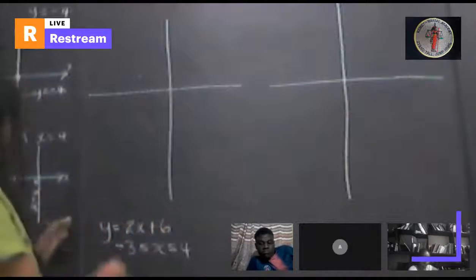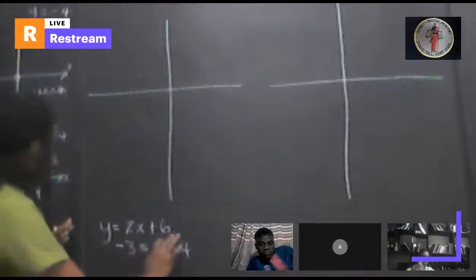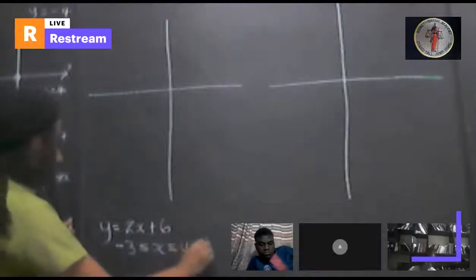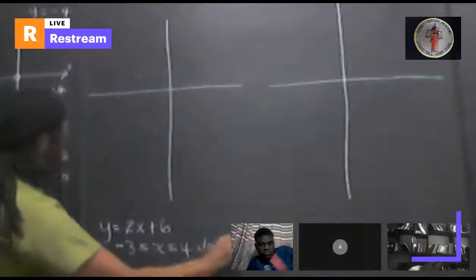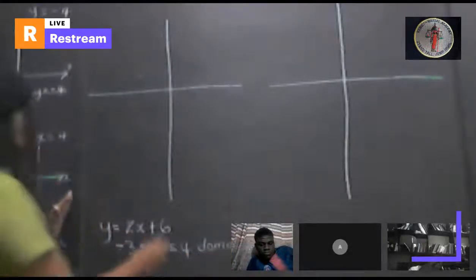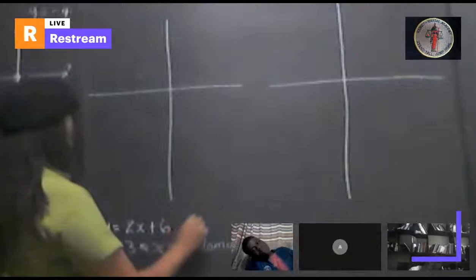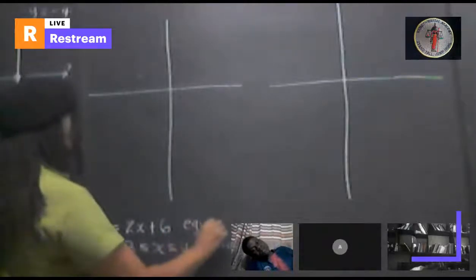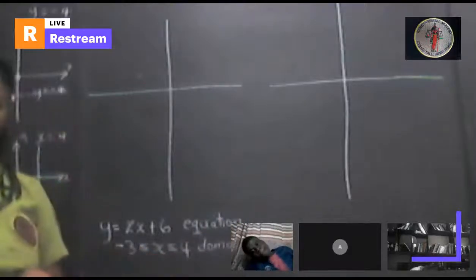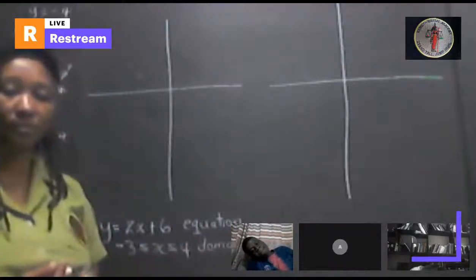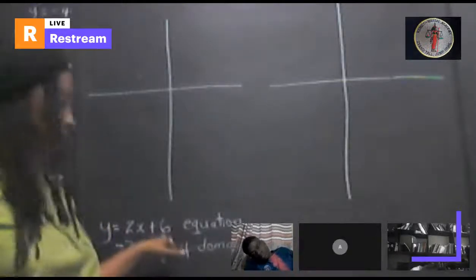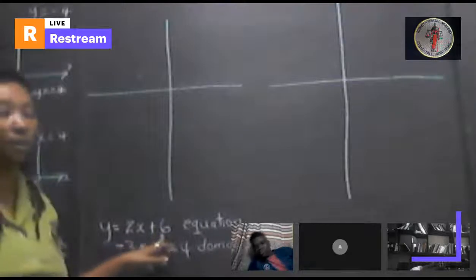Okay. Now, so this is your equation. Miss, it passes through 6 on the y value. All right, so John is saying that. How do you know, John? Miss, I watched your video on the quadratic graph, and you said the value after the plus tells you where the graph is supposed to pass.